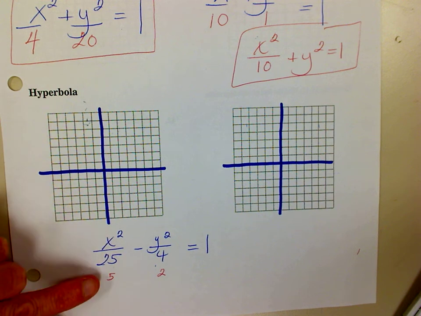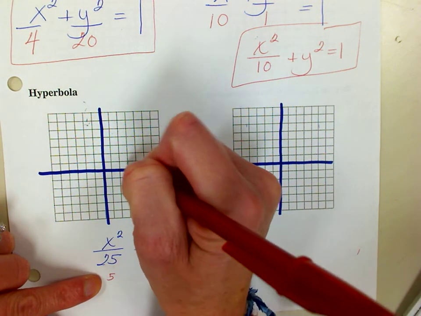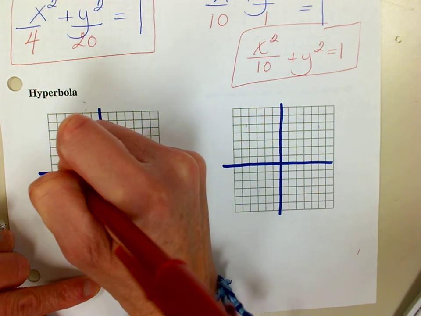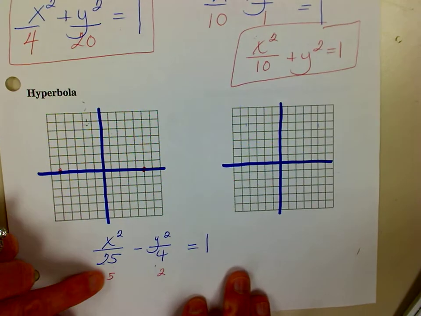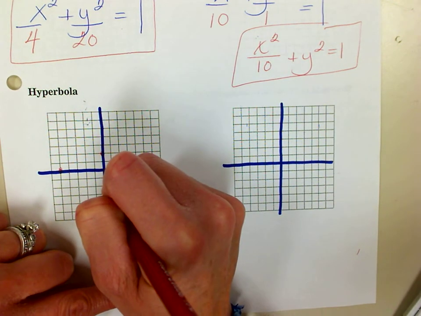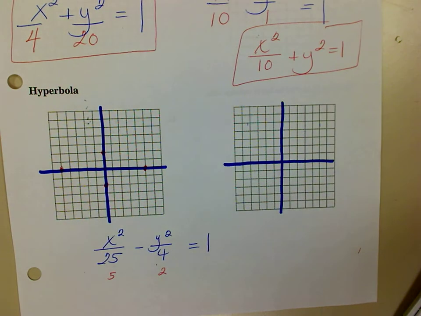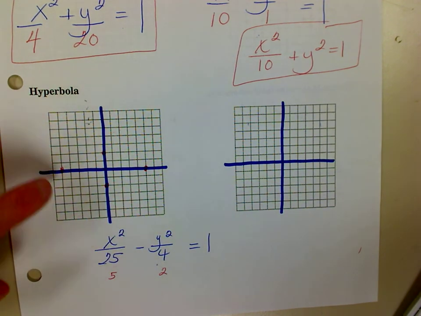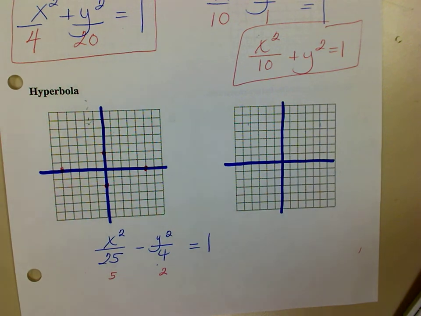So on the x-axis, I'm going to go over to 5 and over to -5. And then on the y-axis, I'm going to go up 2 and down 2. If this was plus, I would go ahead and make my ellipse, but it's not. So what I need to do is graph this as exactly as possible.